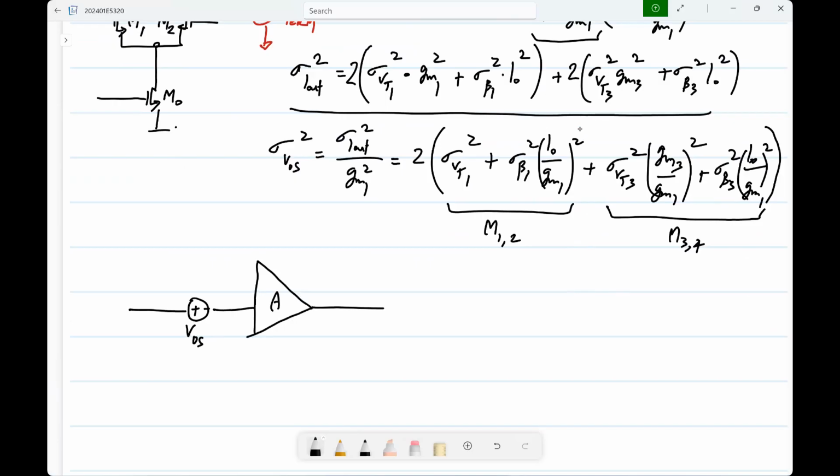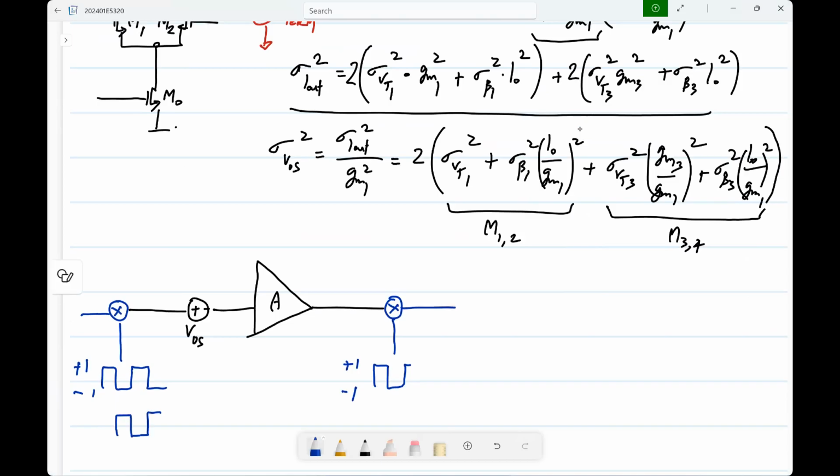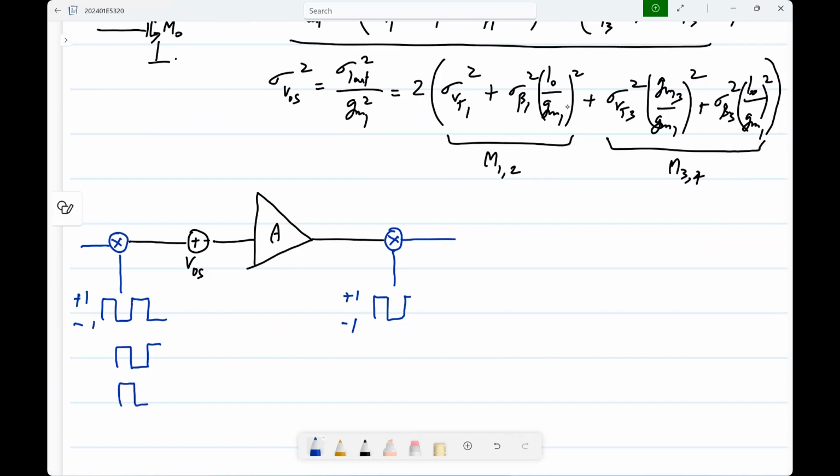let's say you have an amplifier A, so you add offset here. Now if you do this, if you multiply this with a plus minus 1 sequence, and also multiply this again with a plus minus 1 sequence, and these two are aligned, that is the two waveforms are in time alignment.